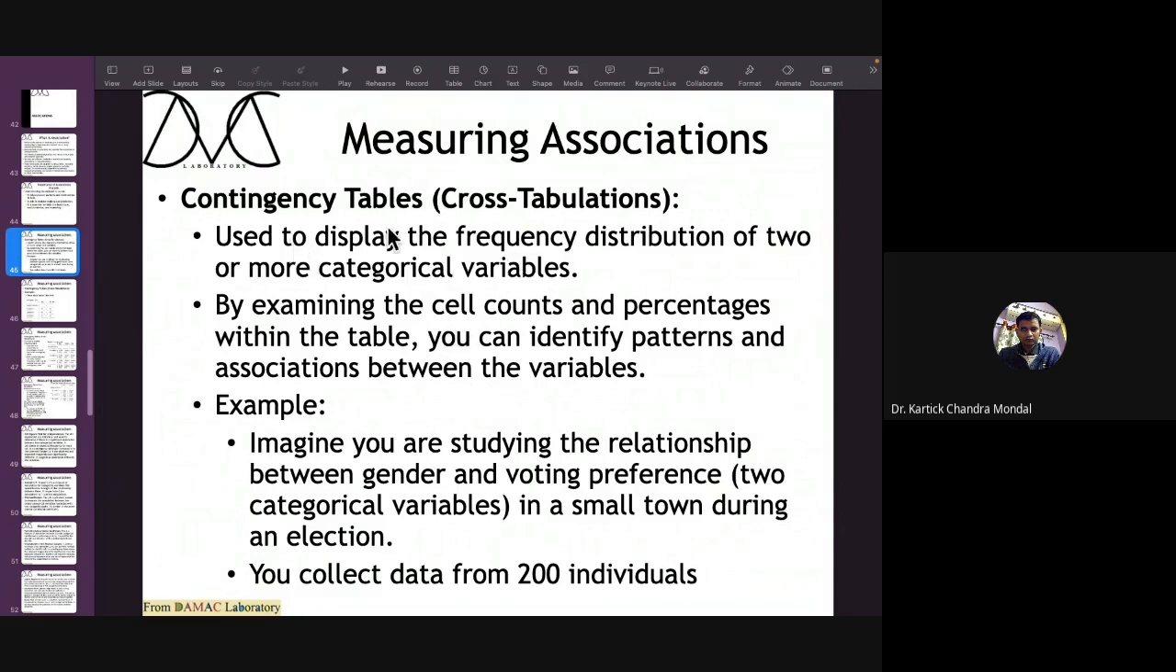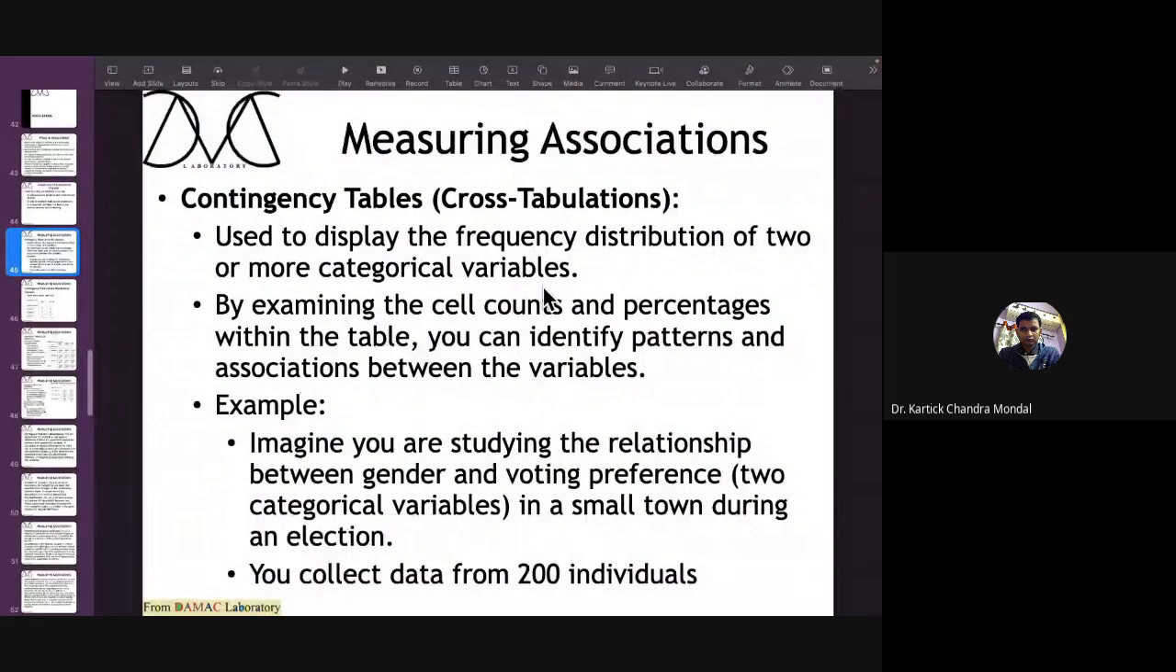So the contingency table is used to display the frequency distribution. That means how all the values of the considered attributes are distributed, and those attributes must be categorical. A minimum of 2 attributes is required to find the contingency table. We can use more attributes. We will mainly use 2 attributes to explain this, but I will show you how you can use more than 2 attributes to find the contingency table.